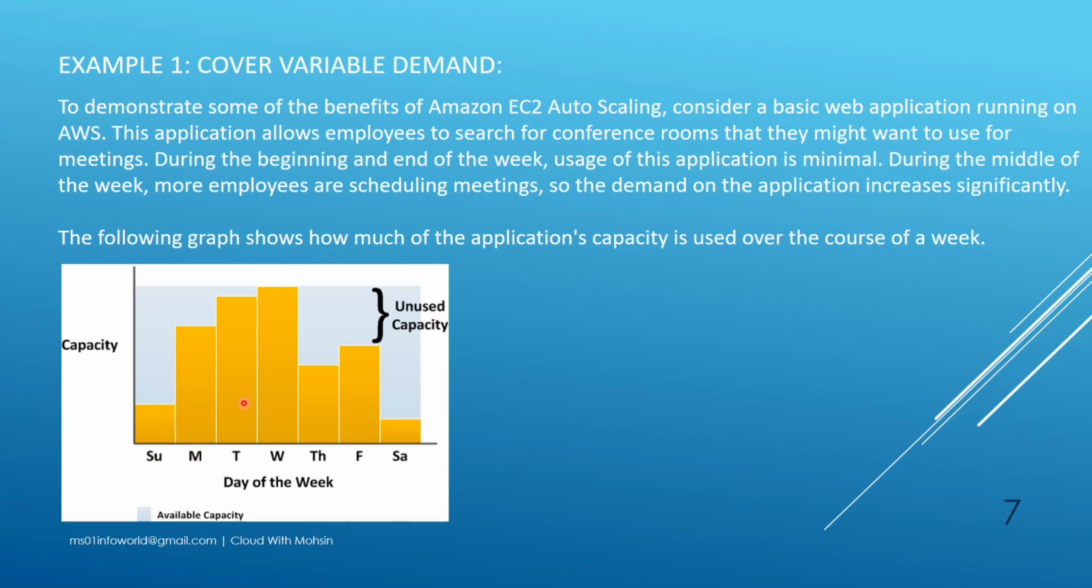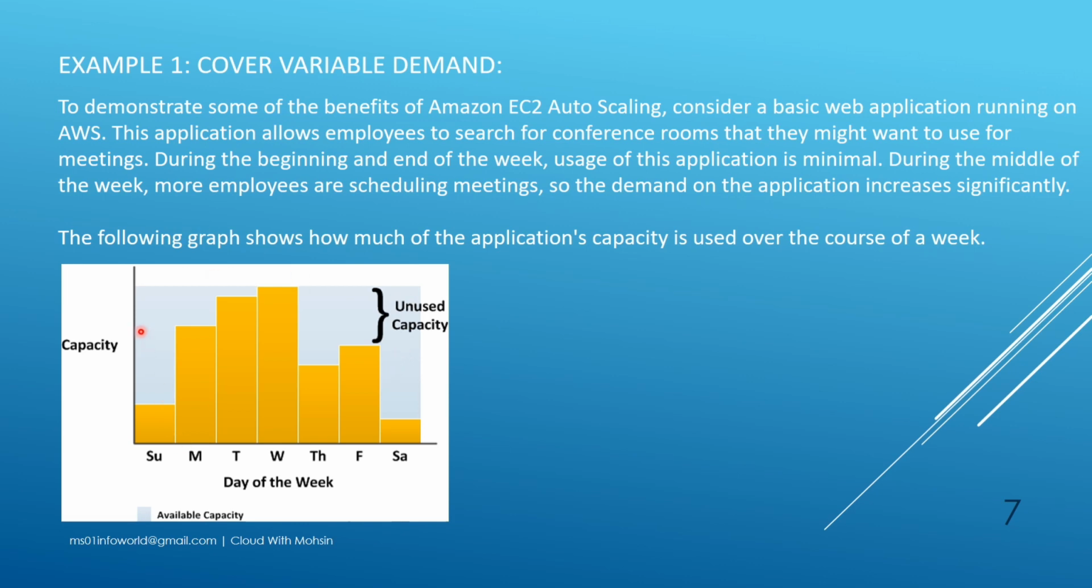In the beginning of this week, this is a web application running on AWS, and it allows us to search and book meeting rooms. At the beginning of the week it's not that heavily loaded, but on Wednesday the demand for the application increases, and on other days it's not that much occupied. Here you can see there is a lot of unused capacity.